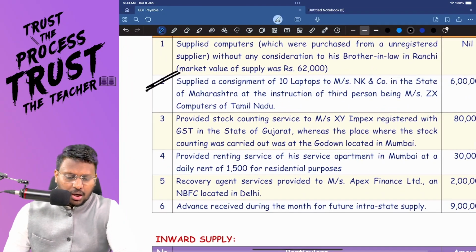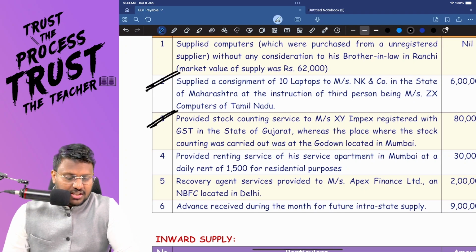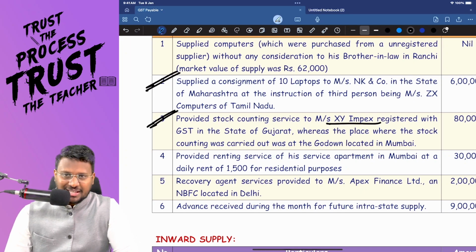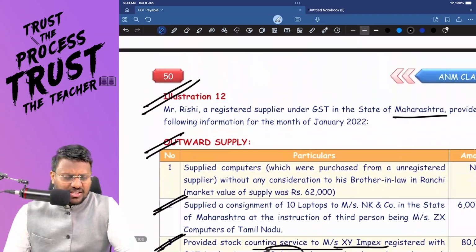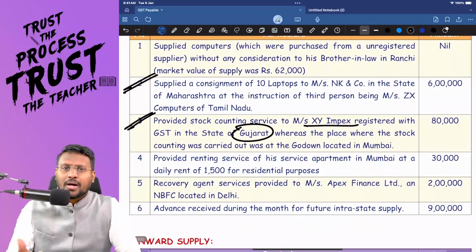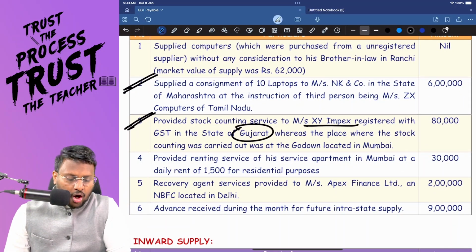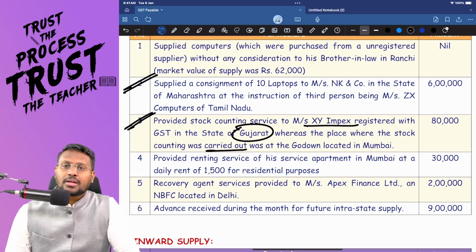Coming to the third outward supply, provided stock counting services to Messrs. XY Impex registered with GST in the state of Gujarat, where we are situated in Maharashtra. But we provided service to a person who is registered in Gujarat. Whereas the place where the stock counting was carried out was at the godown located in Mumbai.